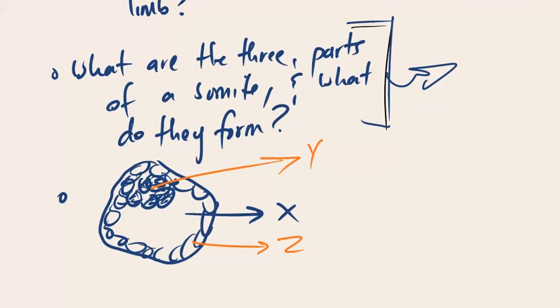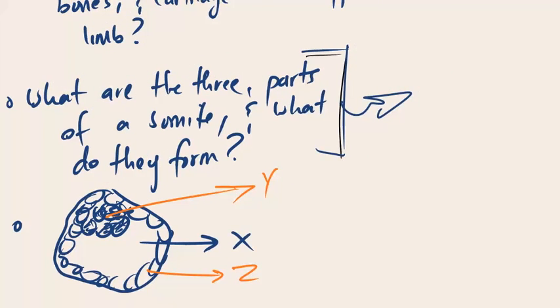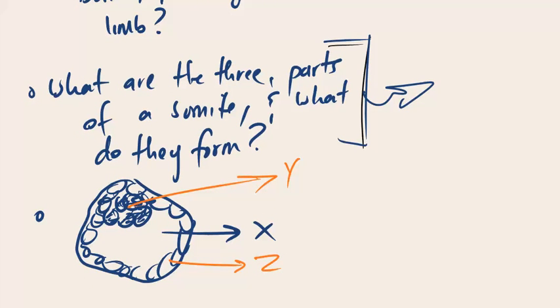Okay, so what are the three parts of the somite? Wait, who wants to answer this? Go ahead. The first part is sclerotome, myotome, and dermatome. That's right. So what's the sclerotome forming?